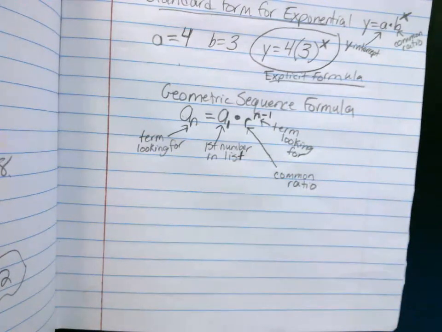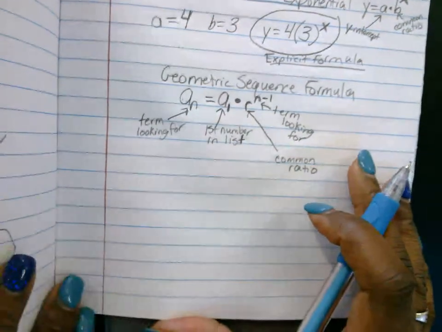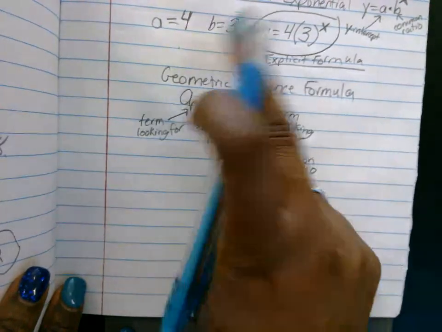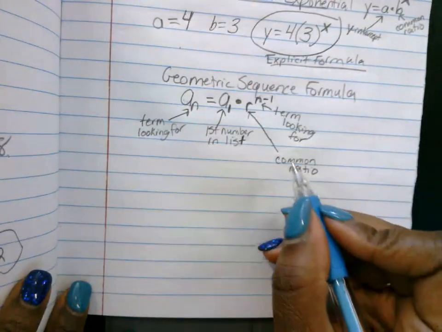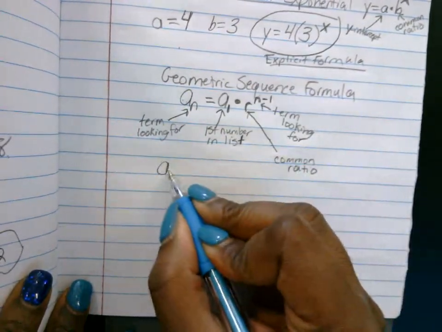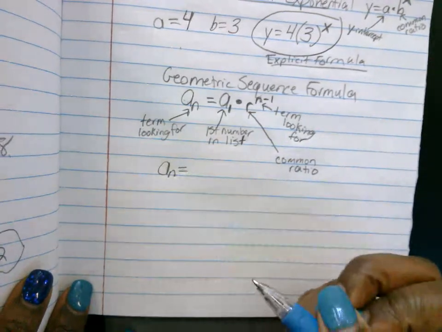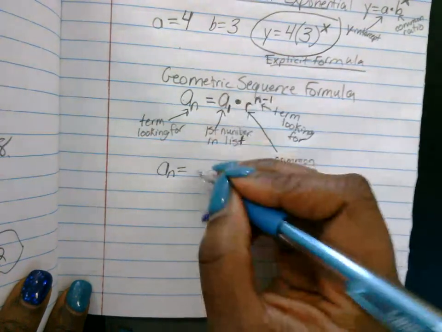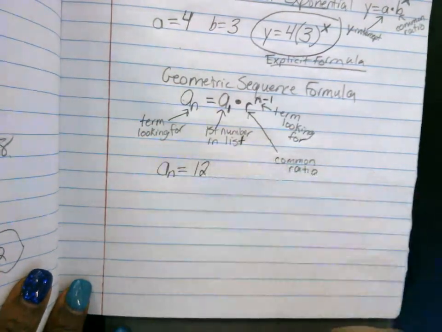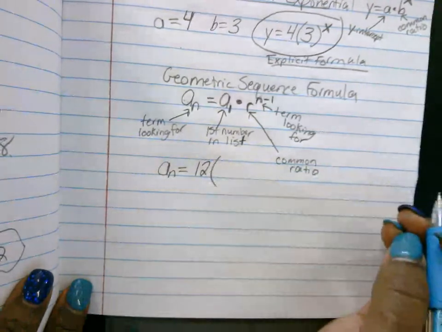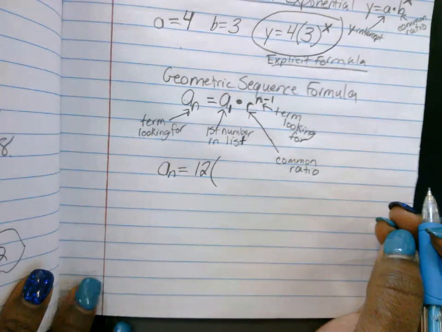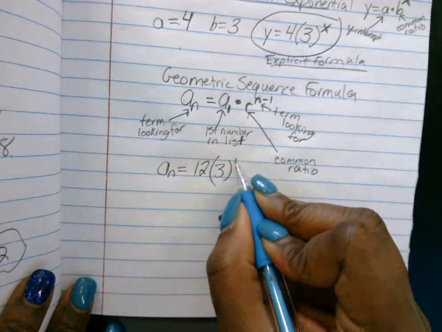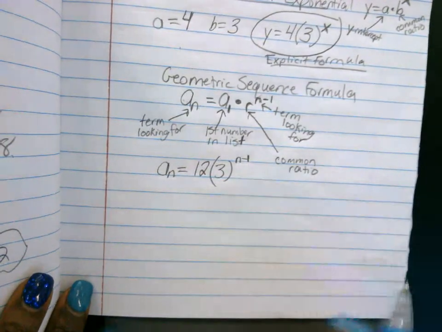All right, good deal. Okay, so this is how you write the geometric sequence formula for this. Same way, you got a sub n, whatever term you're looking for, is equal to your first number. Your first number is really 12 here. Times, what's the common ratio here? Say again. 3. And to the n minus 1. Okay.